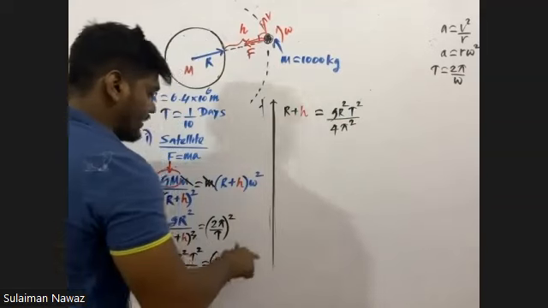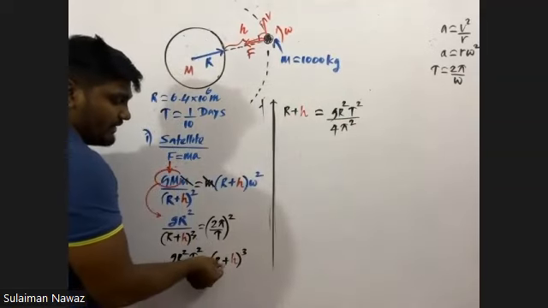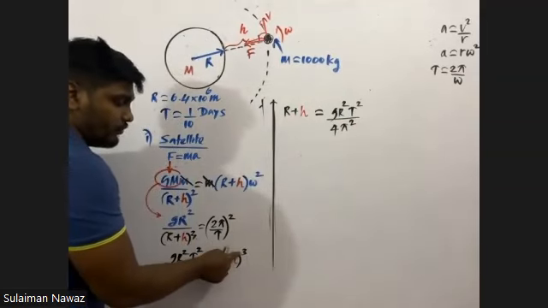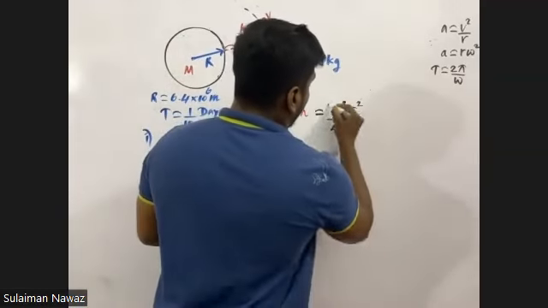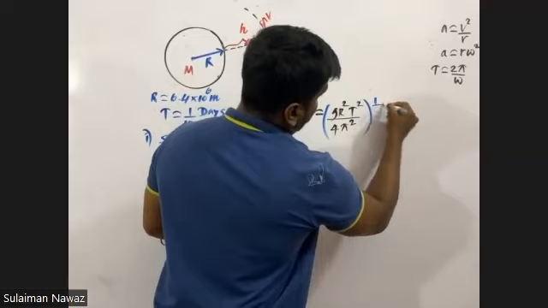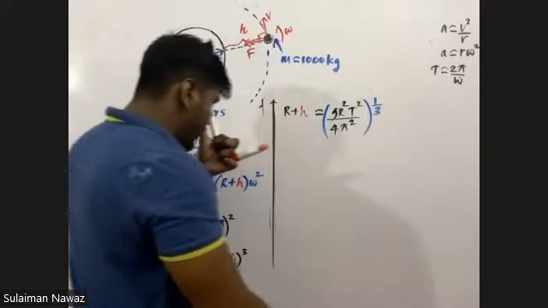If I take both sides to the power 1 over 3, since I want to make R plus h the subject, I need to move this power to this side. That means the power is 1 over 3. Now I substitute.